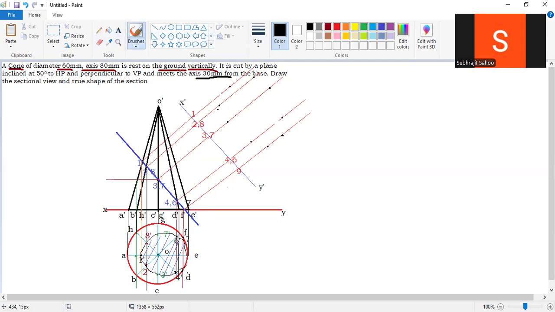So what is the next step? Simply you have to join, not just see. Okay, sir, I am joining. Observe. I'm joining here to here to here to here, like this. Freehand you have to draw. Okay, this is the true shape of the object, right? This one is the true shape of the object.